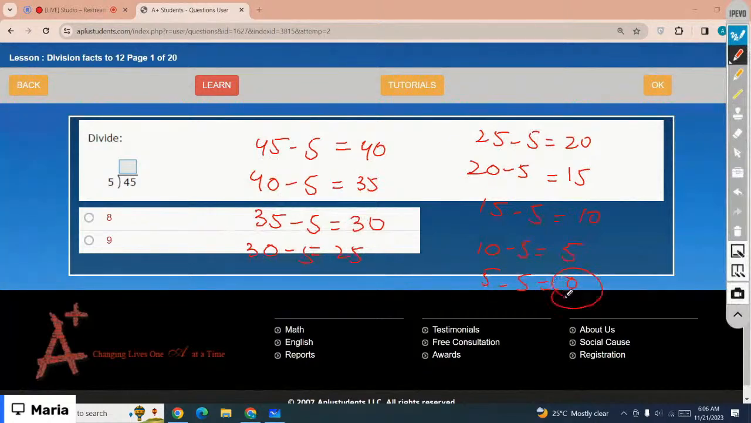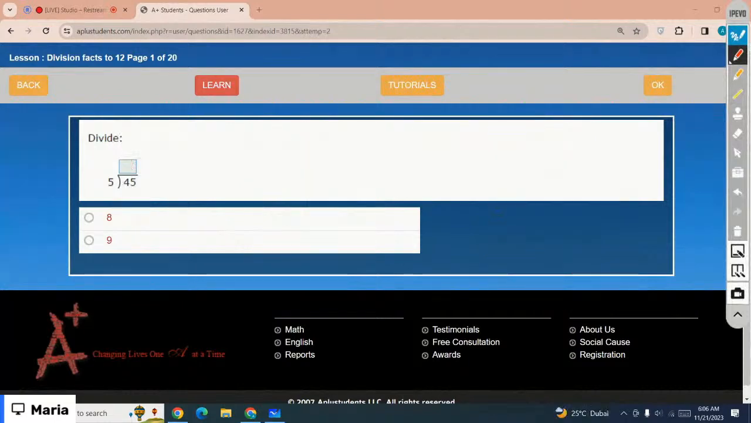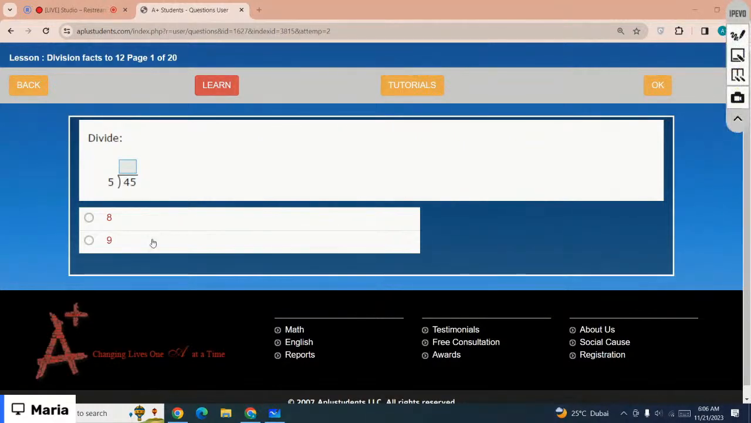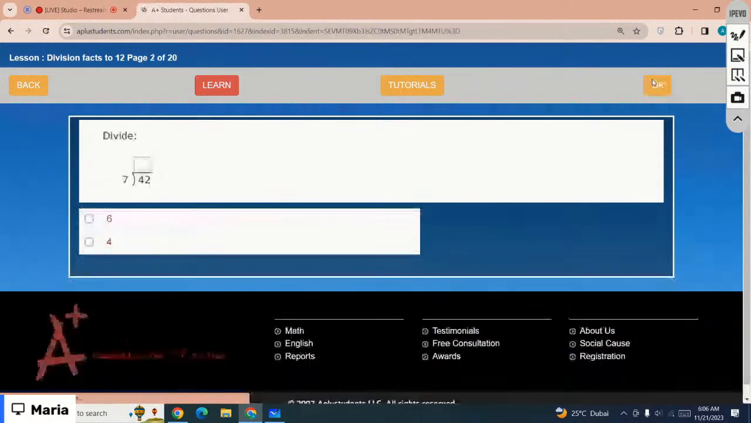So now we are on 0. We have to count how many times we subtracted. 1, 2, 3, 4, 5, 6, 7, 8, 9. That means 5 times 9 is 45. So the correct option is 9, right? The easier way is to count the table of 5 until 45. So 5 times 9 is 45, right? If you are not perfect with the tables, now is the time to do it. Make sure you are perfect with the tables, right?